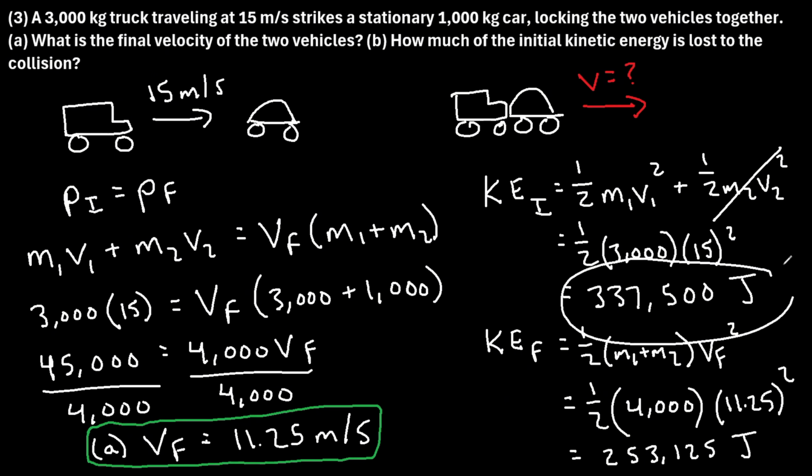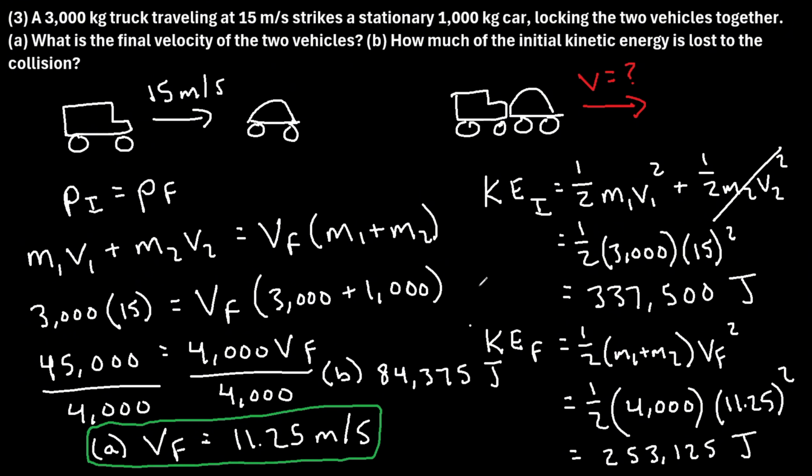So here's the initial kinetic energy, and here's the final kinetic energy. So the total kinetic energy lost is going to be the difference between these two. So our final answer is going to be, for part B, if you do 337,500 minus 253,125, that comes out to 84,375, and we'll say joules. So that's how much of the initial kinetic energy is lost to the collision. So those will be our answers for part A and for part B.